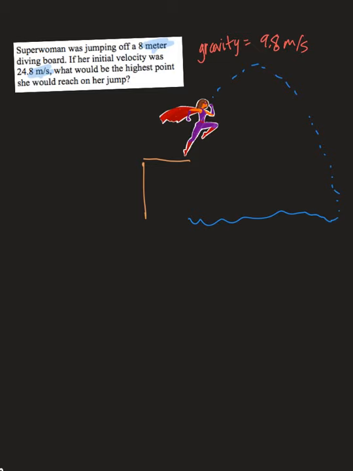Okay, now this problem is a little bit different than our previous one. We want to know what the highest point would be when she would jump. So what is the highest point of a quadratic? Well, we can see that it is here at this point right here. Now, if you recall a few weeks ago, we talked about that point of a quadratic. That is called our vertex.